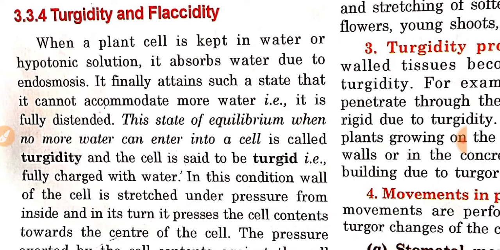Today we will talk about turgidity and flaccidity. It means when a plant cell is kept in water or hypotonic solution, it absorbs water due to endosmosis. You can see here, in a hypotonic solution, the level of solutes inside the plant cell is much reduced in comparison. That's why it absorbs water, and this process is called endosmosis.